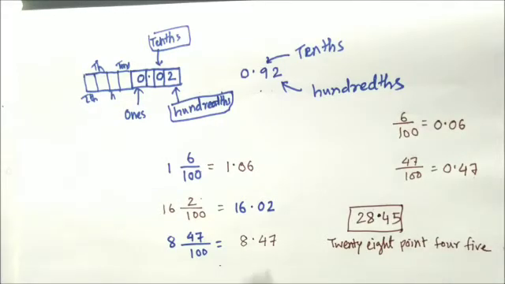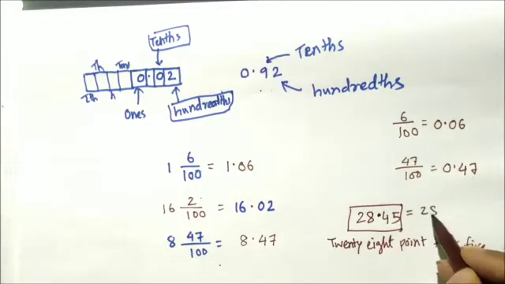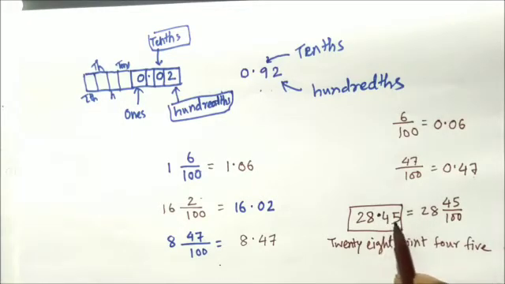correct? Or we can write it as a mixed fraction. In the form of a fraction, we can write it as 28 and 45 by 100. Why is it 100? Because after the point, we can see there are 2 digits. So we must keep 100 in the denominator. Understood? I hope it is clear.